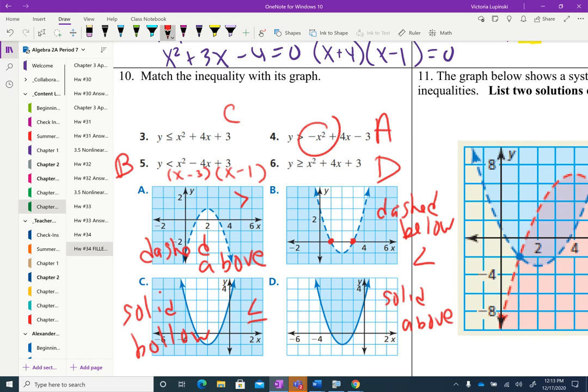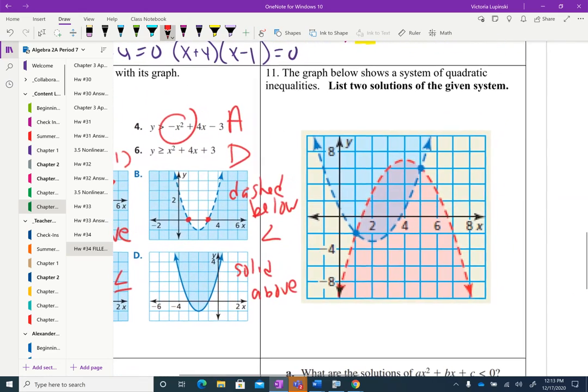So again, those are just quadratic inequalities, and the hardest it can get is number 11. This is a system of quadratic inequalities, which means there are 2 at a time. So notice you have the blue parabola, which faces up. It's shaded above and it's dashed. Notice you have also the red parabola, which is dashed, facing down and shaded below.